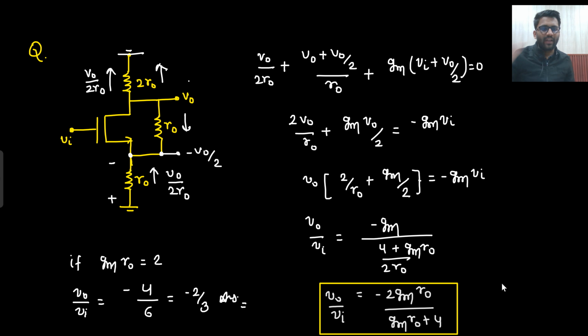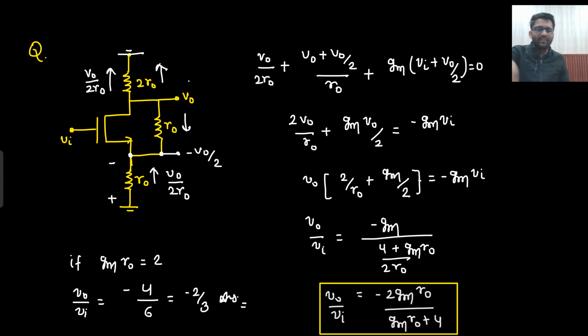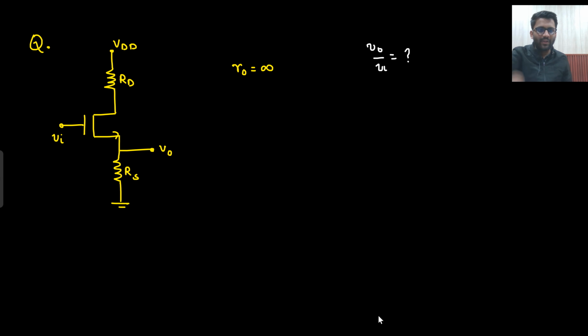So I will check the calculation, I will take a break, and then we will move to the next one. So this is the next question. You need to find V0 by V in. Try doing it on your own. I will take a break, I will check the calculation as well. You see the circuit, pause the video, try solving it, and then check the answer. And I will also take a break now. Okay. So try doing it.